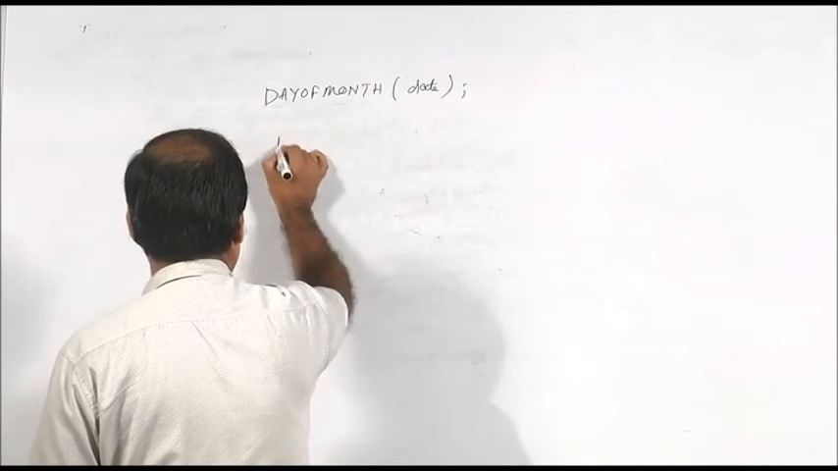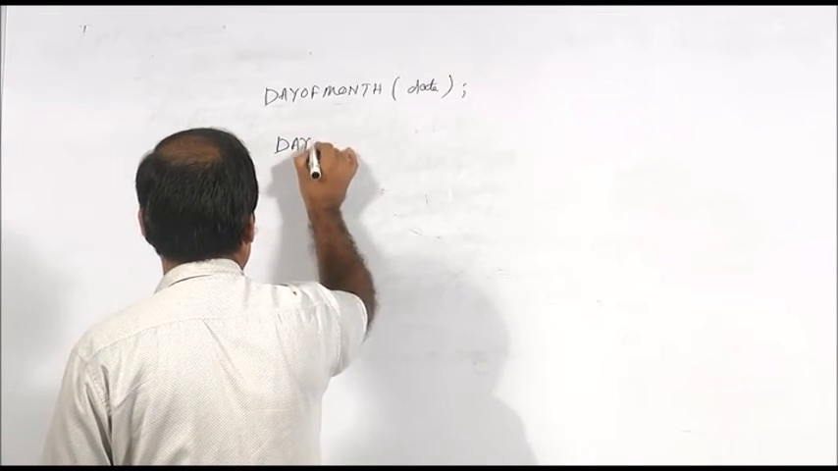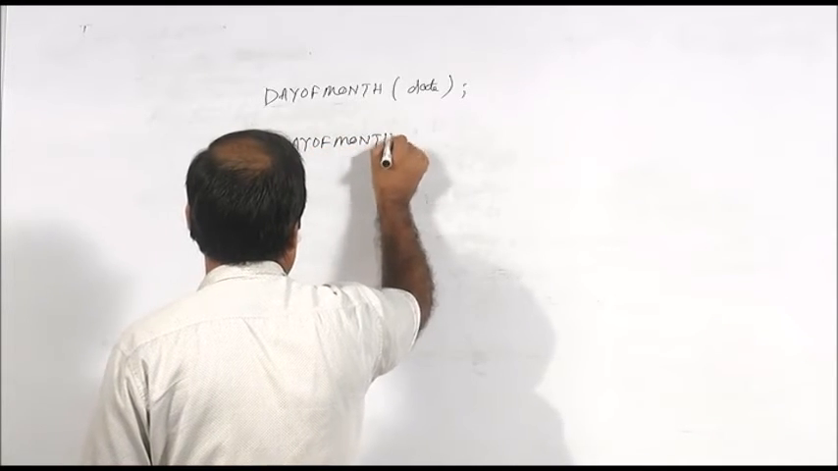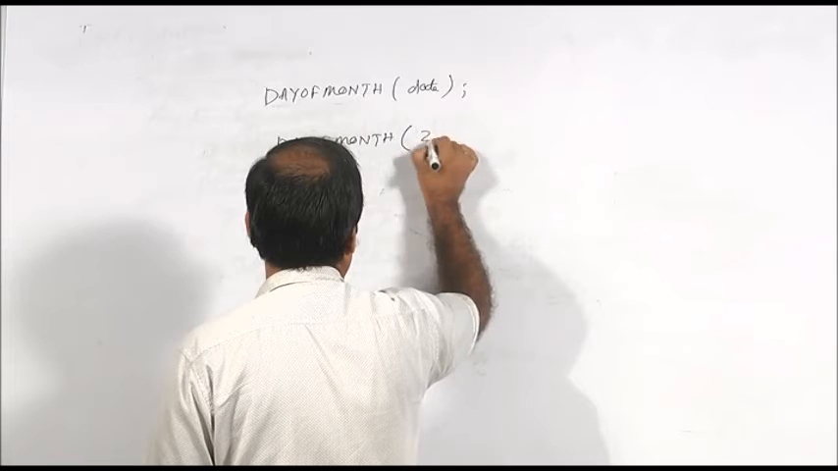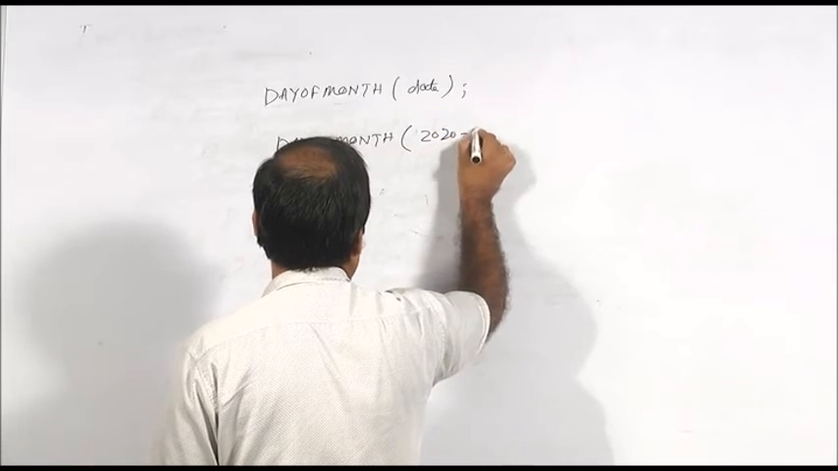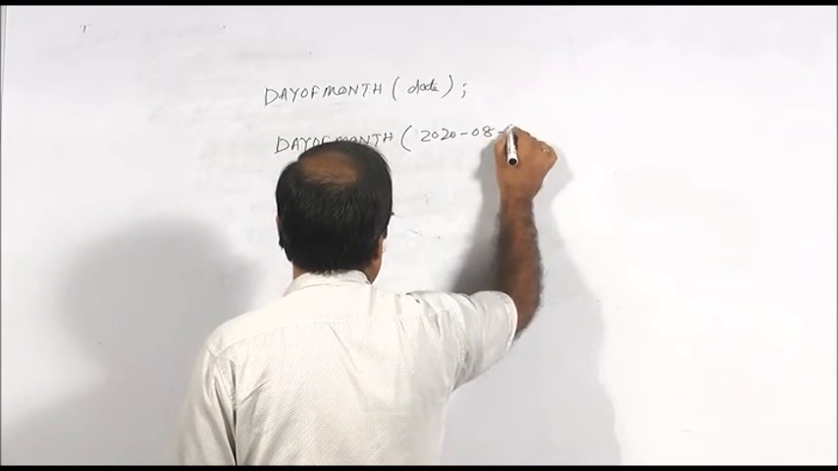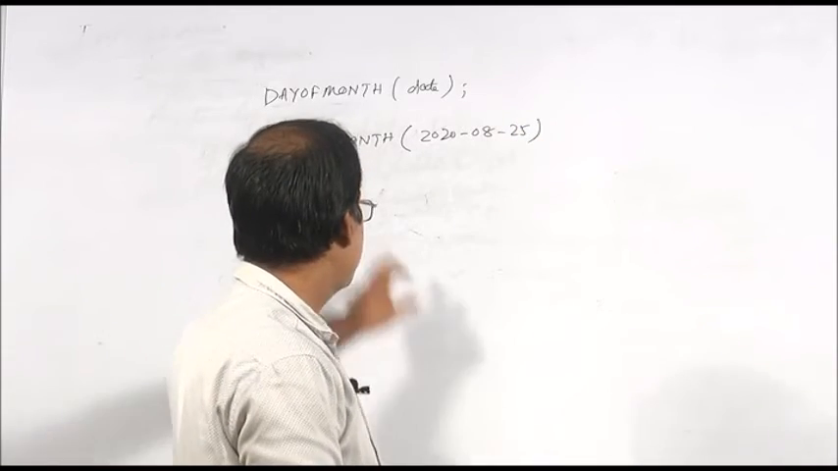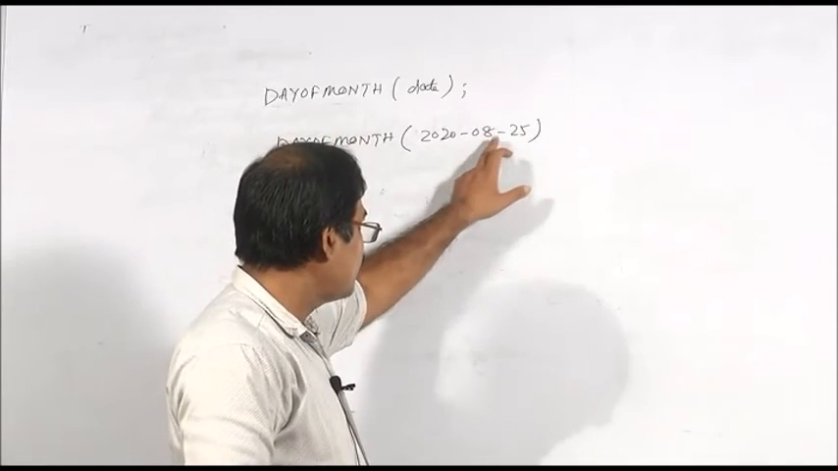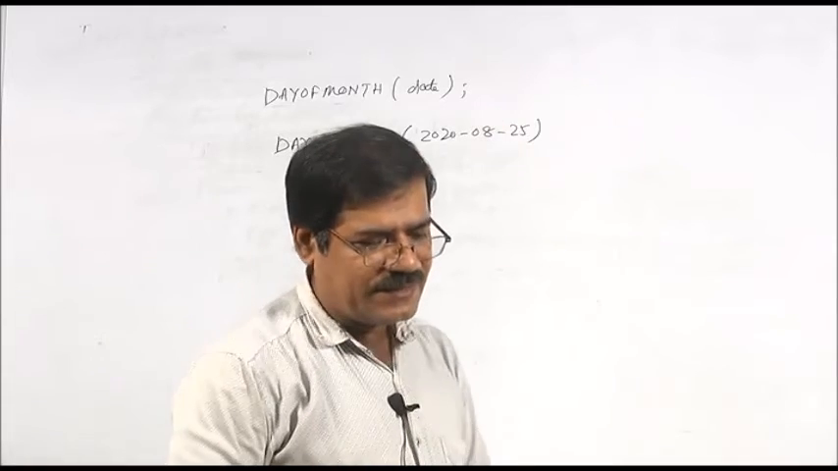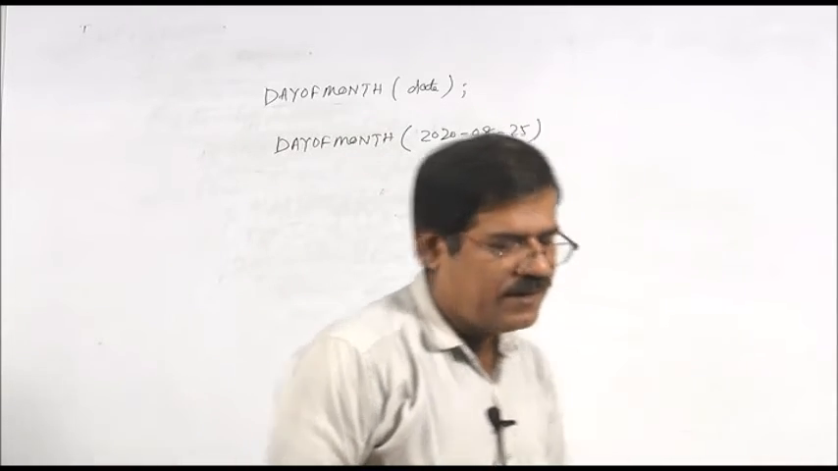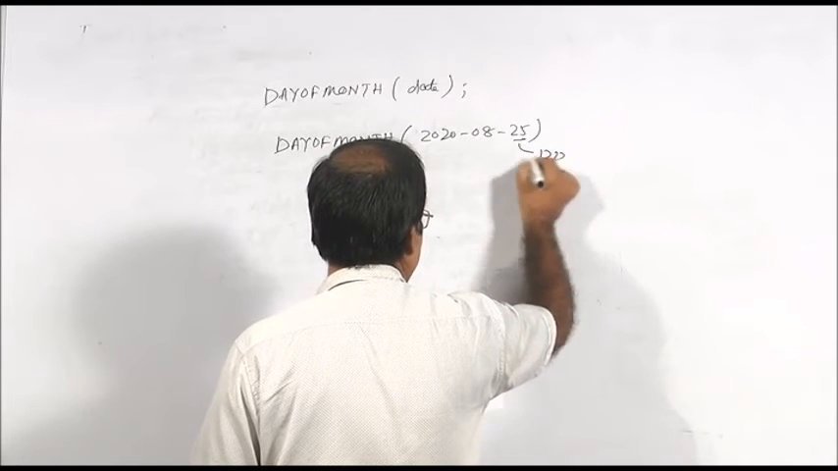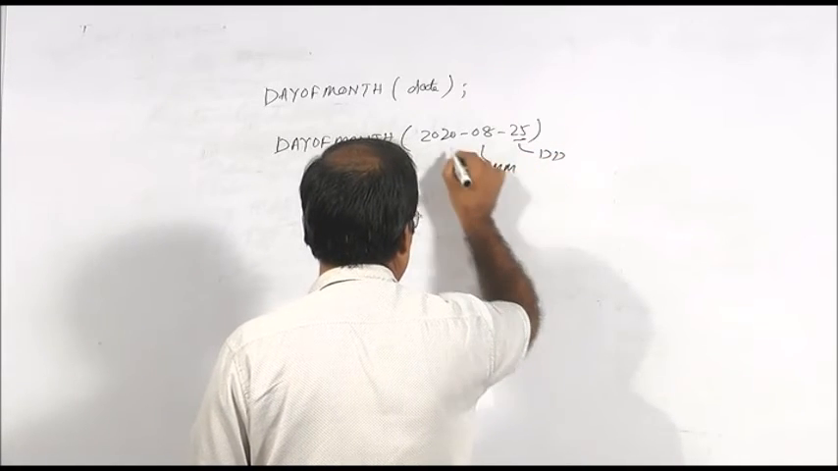Suppose I will write day of month, and today's date is suppose 2020/08/25. So what is the day of the month? The month is 08. What is the day? The day value is 25. So this is the day, this is the month, this is the year.